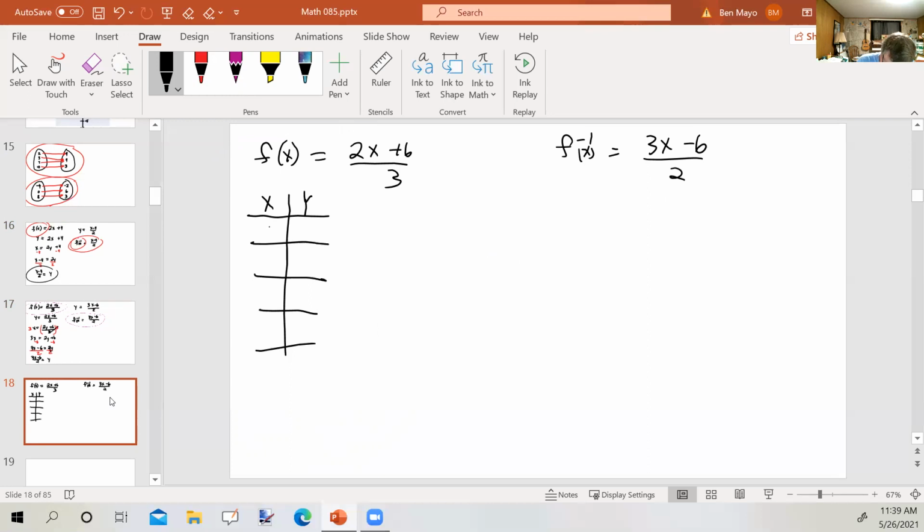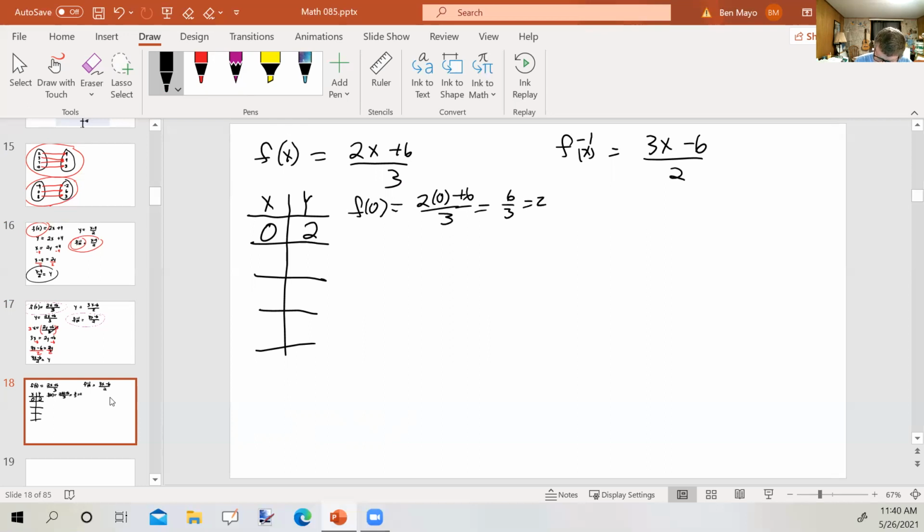I'll tell you what, let's start with 0. When x is 0, f of 0 would be 2 times 0, which is 0, plus 6 is 6. 6 over 3 is 2. So f of 0 would be 2 times 0 plus 6 over 3, which is 6 over 3, or 2.